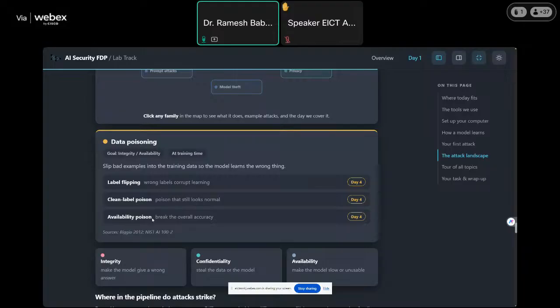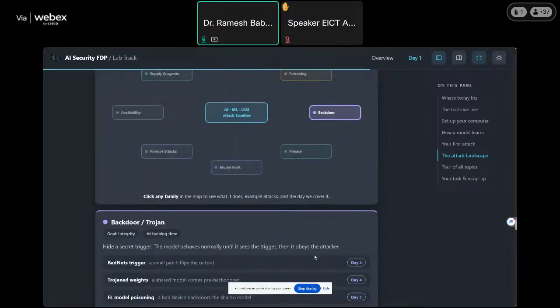So what you are going to do is introduce some corrupt input data into your training samples, and your overall objective is to break the overall accuracy of the model. These data poisoning strategies we are going to discuss on day 4.